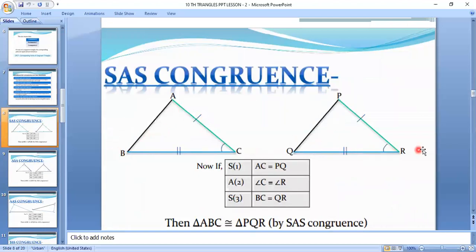ABC is a triangle, PQR is a triangle, and here the first side AC is equal to PQ, and angle C is equal to angle R. Side BC is equal to side QR. Now here side AC is equal to side PR. Because two sides and the included angle of one triangle are equal to two sides and the included angle of the other triangle, the two triangles are congruent by the SAS congruence rule. Here triangle ABC is congruent to triangle PQR by the SAS congruence rule.